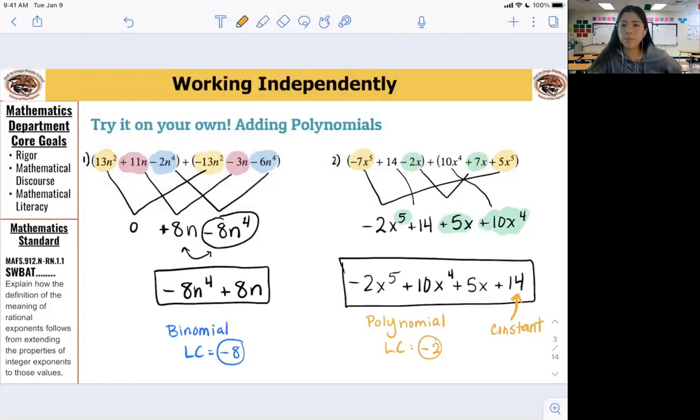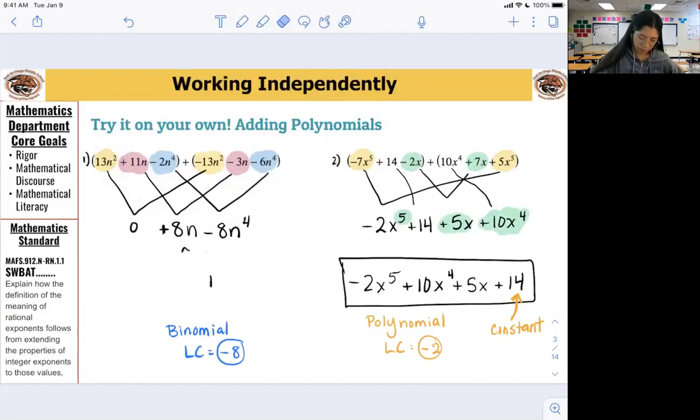Okay, now I had a question about number 1. Somebody asked me to clarify the positives and the negatives. So let me go back over here and just go from this step. When I combined positive 11 and negative 3, 11 minus 3 gave me positive 8. So another way to write this would be to put a positive in the front because it's positive 8. Then negative 2 and negative 6 gave me negative 8n to the power of 4.